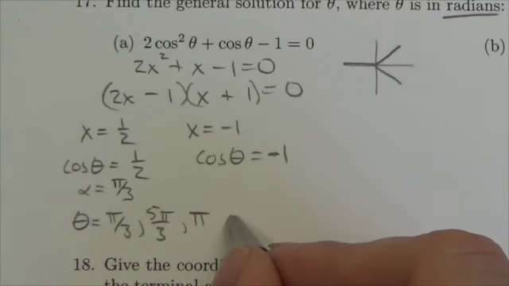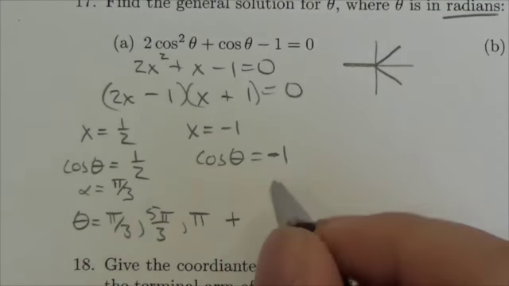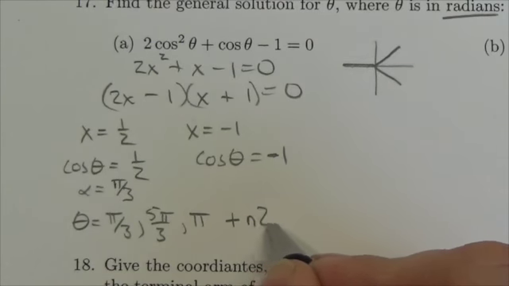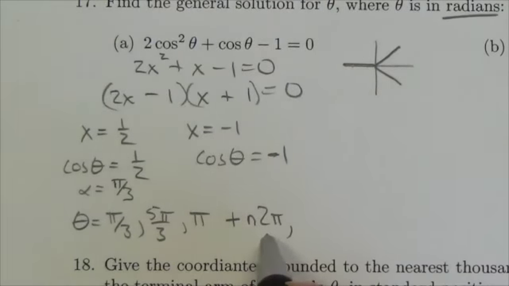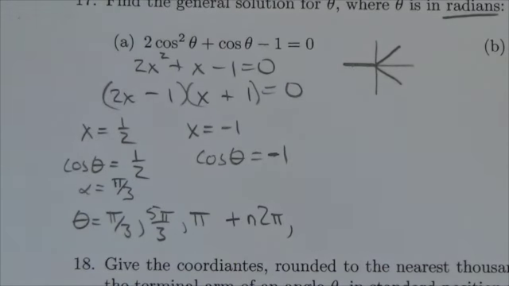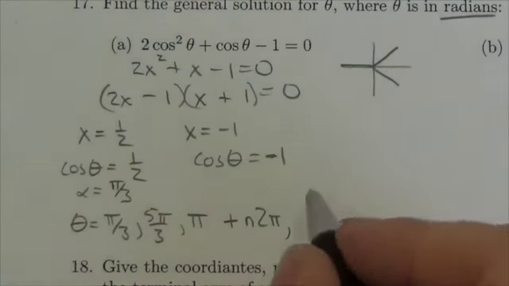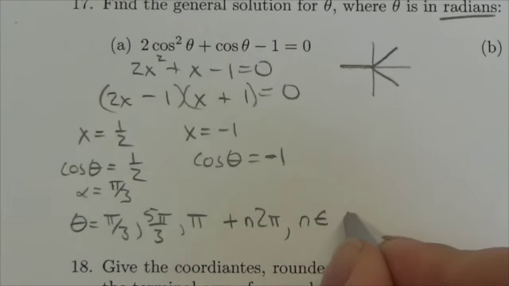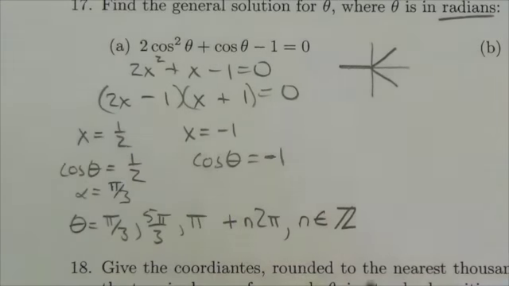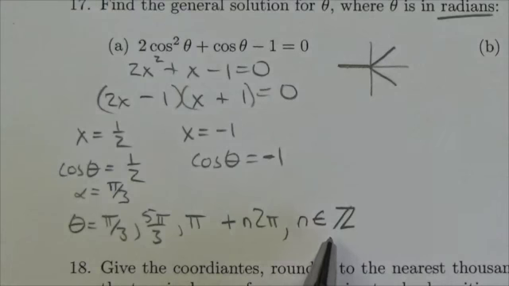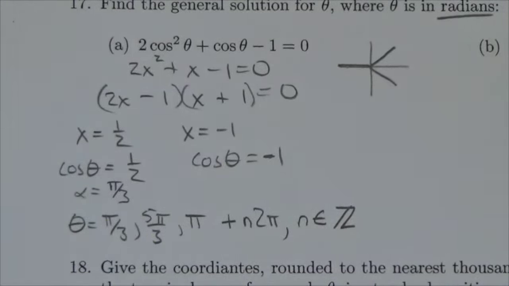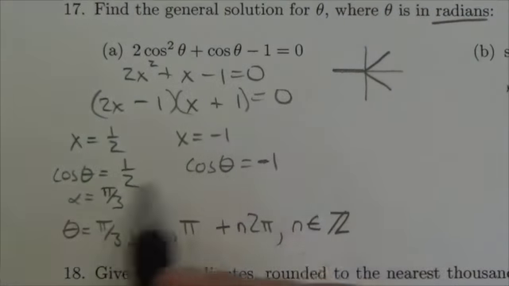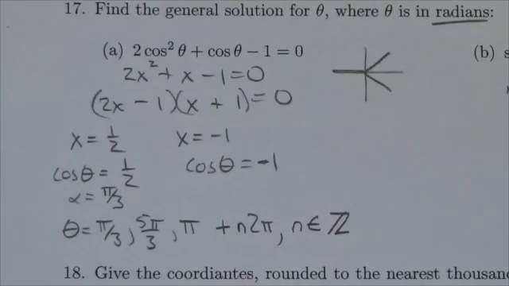Now, these angles here, because this is cosine, are all going to repeat every 2 pi radians. Now I communicate every 2 pi radians by multiplying by n, but I have to restrict n. N can only be an integer value, and so we use Z to represent the integers here. I don't want a fractional value, but I don't mind it being negative. It can be negative whole values there. So that's how we communicate the general solution for this particular problem.